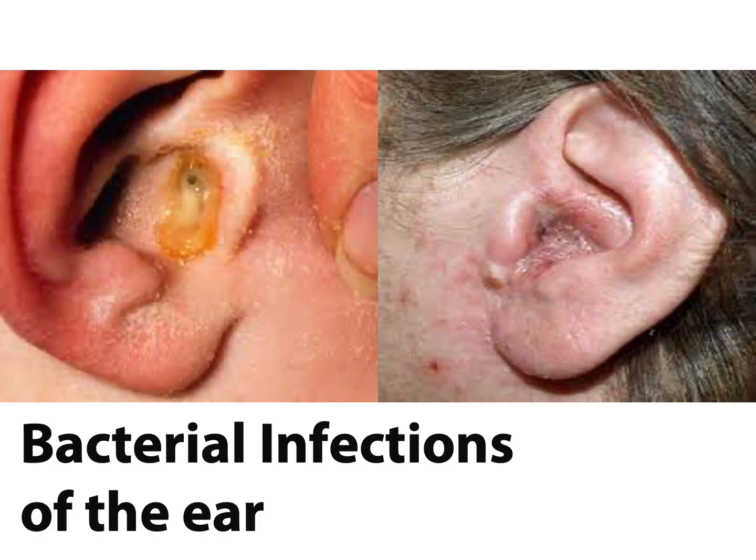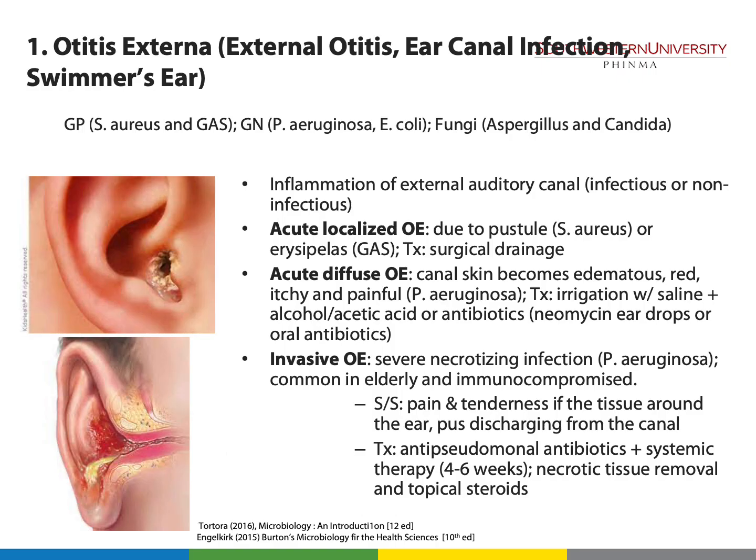Now let's go to bacterial infections of the ear. So number one is your otitis externa, or external otitis, or ear canal infection, or swimmer's ear. Otitis externa is an infection of the outer ear canal with itching, pain, a malodorous discharge, tenderness, redness, swelling, and impaired hearing. So otitis externa is most common during summer swimming season. That is why it's known as swimmer's ear.